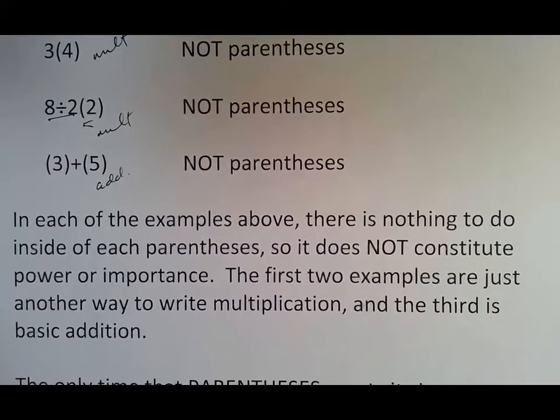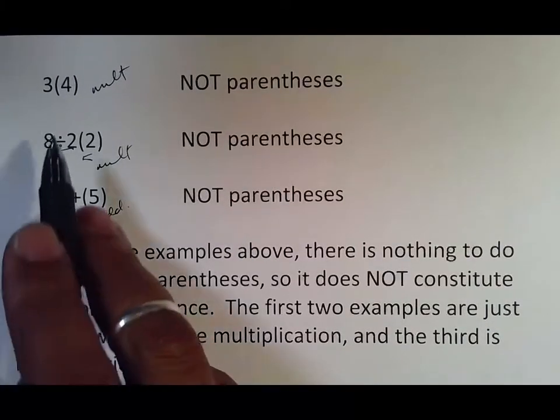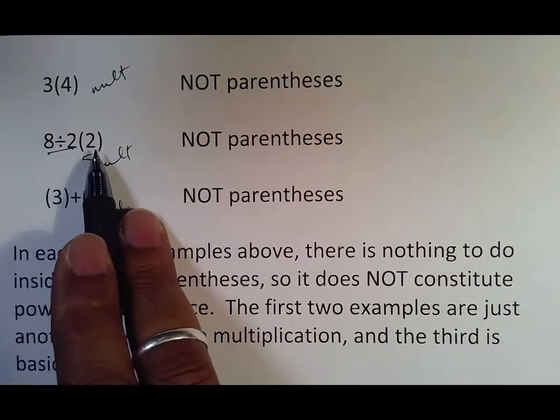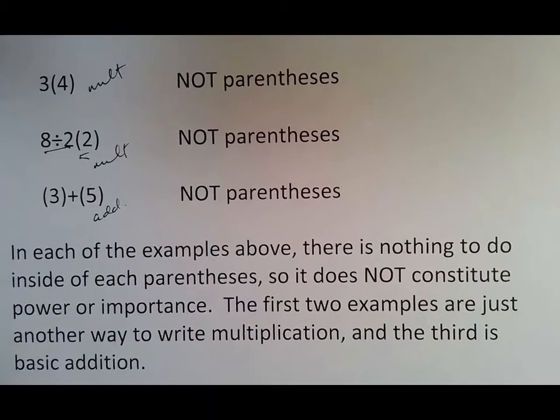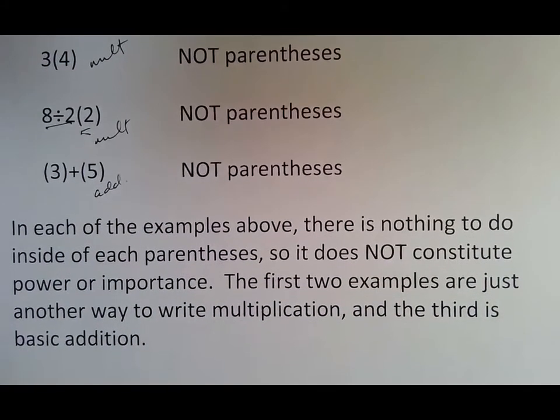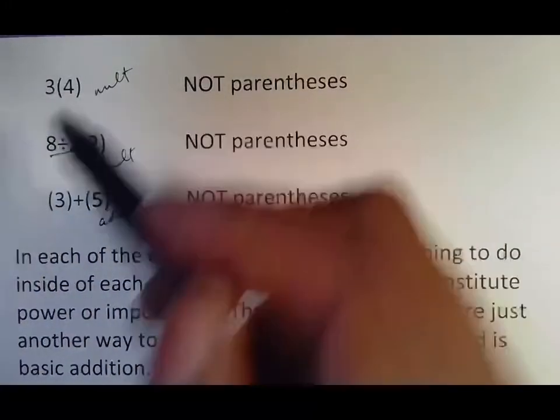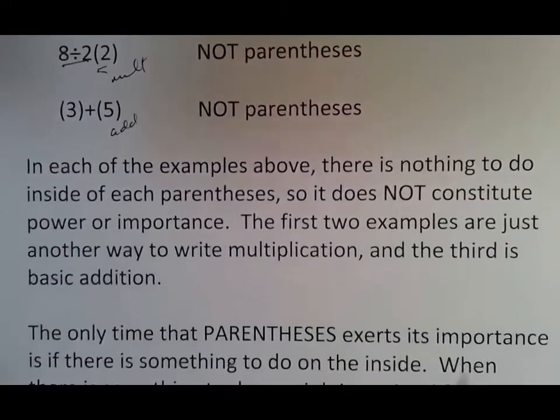In each of the examples above, there's nothing to do inside. So here inside the parentheses, there's just a 4. Here there's just a 2. Here there's just a 3. Here there's just a 5. So it doesn't really constitute power or importance. The first 2 examples are just another way to write multiplication, which is what we have here. And the last one is just a basic addition part.